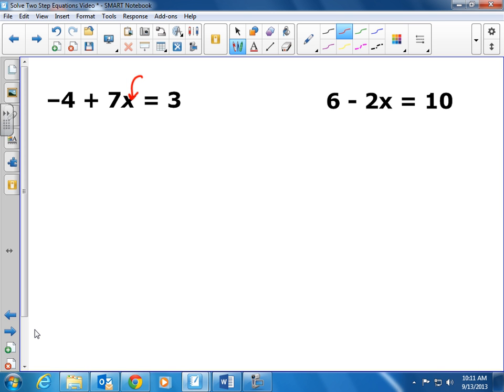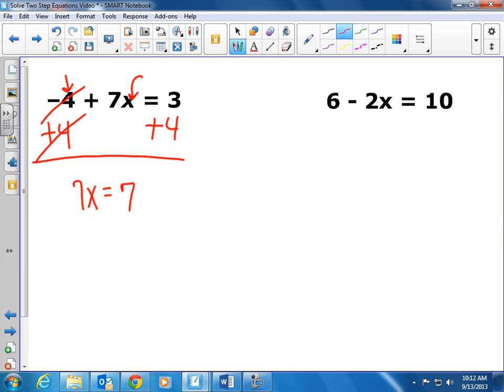Okay? So the first thing you're going to want to do always is, in this problem, we need to get rid of this third wheel right here. This -4 is being the third wheel with the 7x, okay? We need to get rid of it first. So how do we get rid of a -4? We add 4 to each side, okay? So once we do that, we have 7x equals 7 because our -4 and our +4 make 0, so those go away, okay?